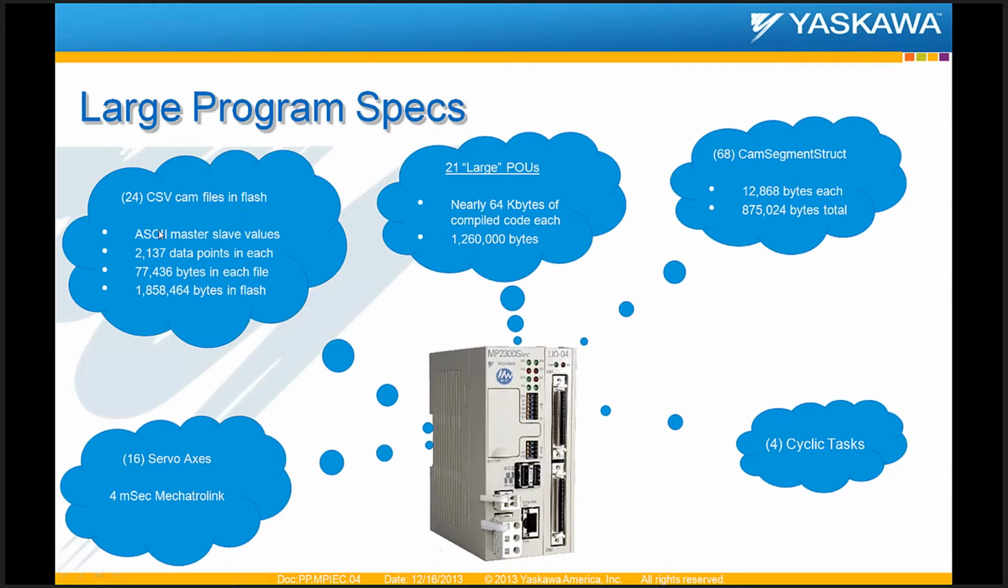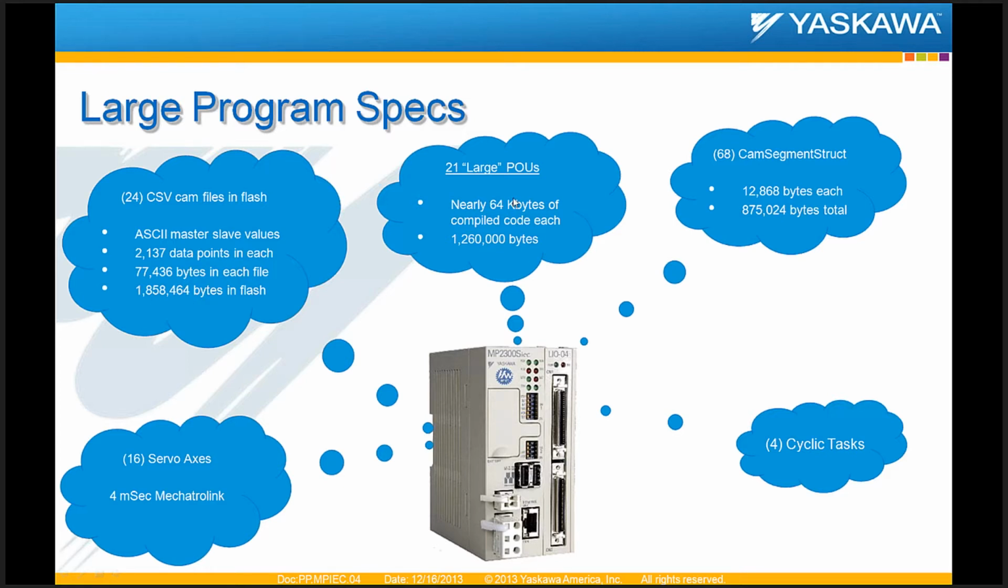Each of these cam files has about over 2,100 data points, and if you do the math, or roughly, I just simply copied and pasted one row essentially. So I know that each of my data points is about 22 bytes, and these files end up being about 77K each. And so the total size of those 24 cams is over 1.8 megabytes.